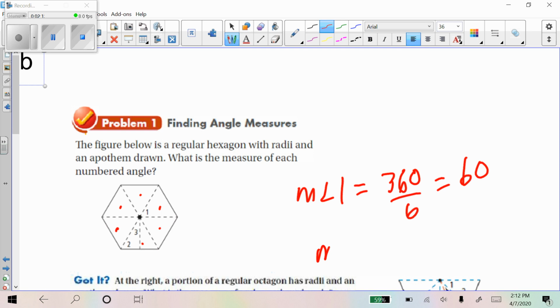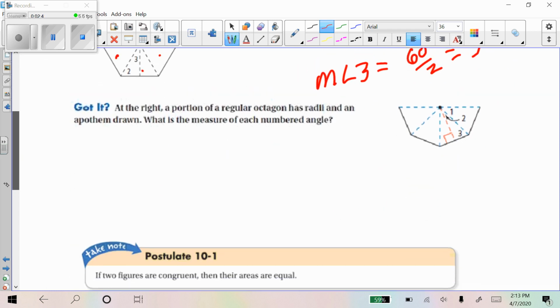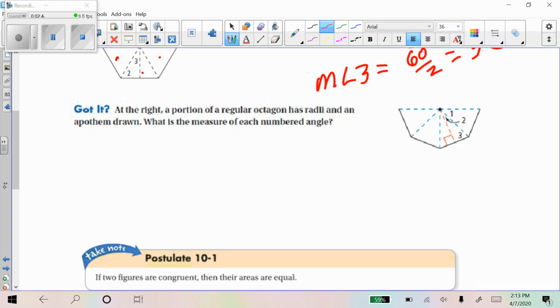That means that the measure of angle 3 is half of that, which is 30. And then once we know the measure of angle 3 is 30, then we can figure out what the measure of angle 2 is by just doing 90 minus 30, which is 60. All right. So this next problem is half of a regular octagon. See if you can figure out what the missing angles are, and I'll jot my work down for you so you can check your answers.